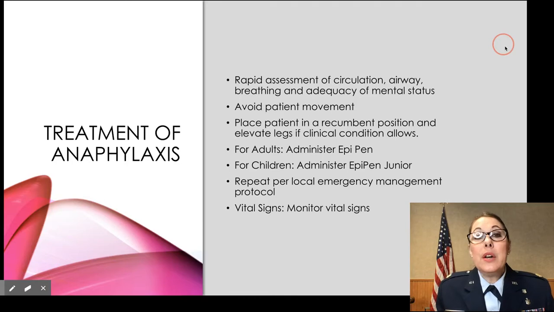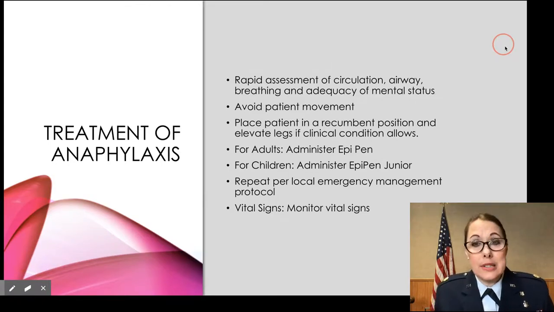You want to do your rapid assessments, check for breathing, of course, mental status, have the patient lay down, avoid any kind of movement. When I have them get up and walk, just let's get them stable. Place the patient in a recumbent position. Again, elevate the legs. We want to shunt all that blood to the core. We want to give the heart and your circulatory system everything it needs to keep going.